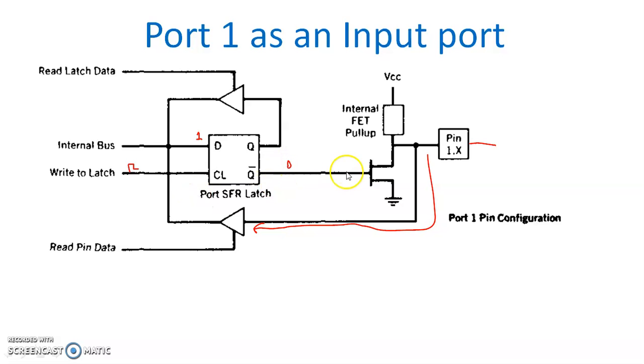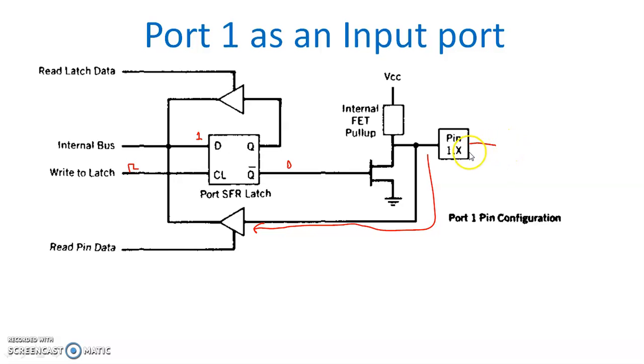Then Q bar becomes 0. When Q bar becomes 0, your lower transistor is going to be in the off state. Your pin will be as if it is floating, because this is an internal pull-up resistor. This will also make the pin float.